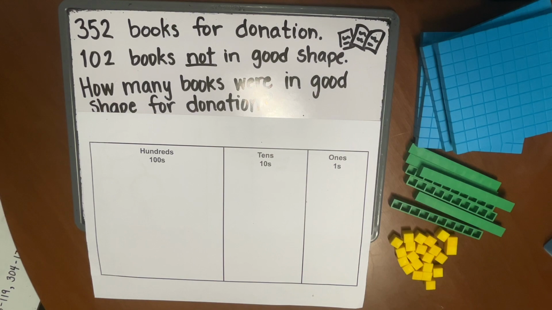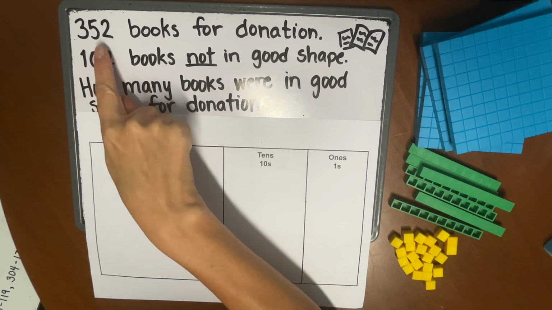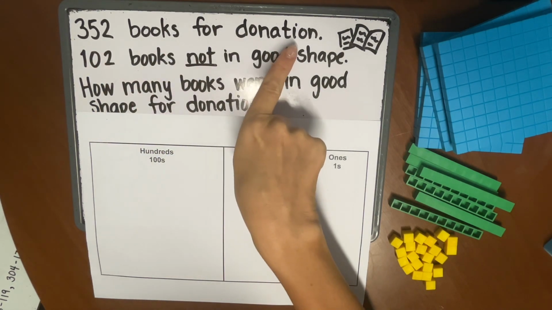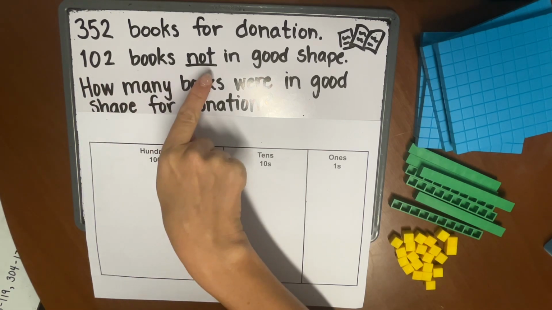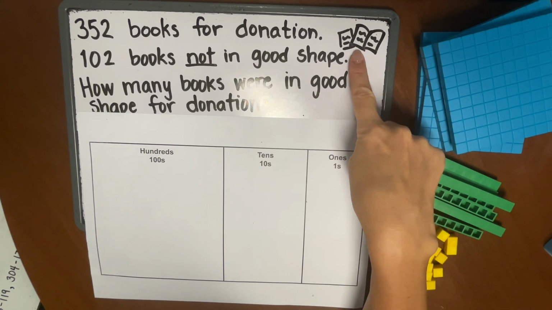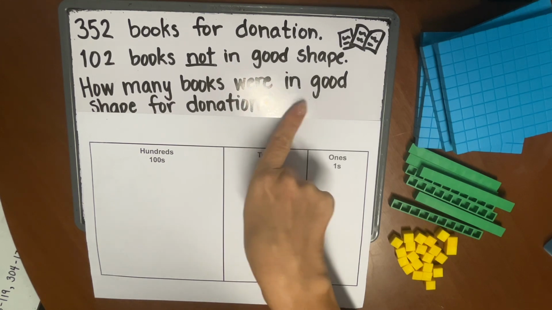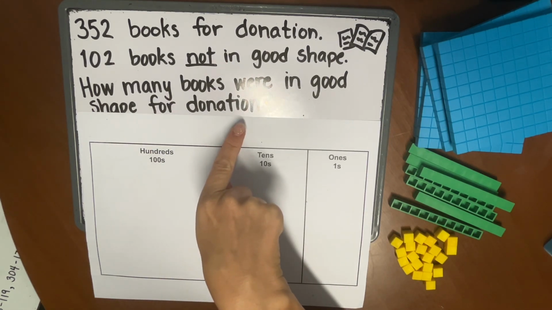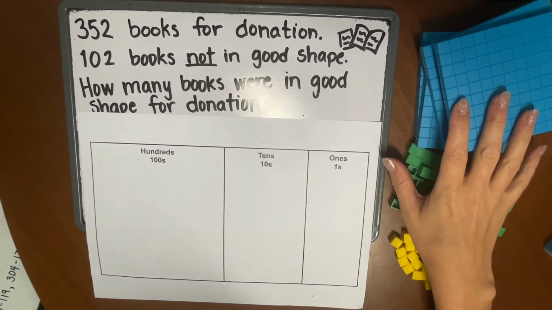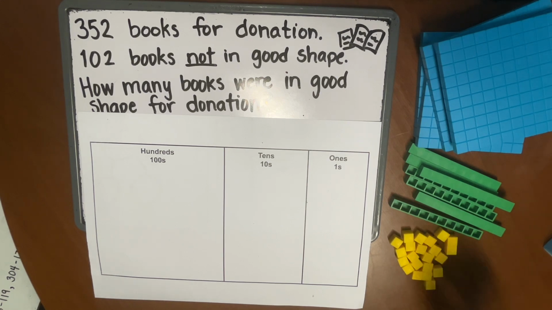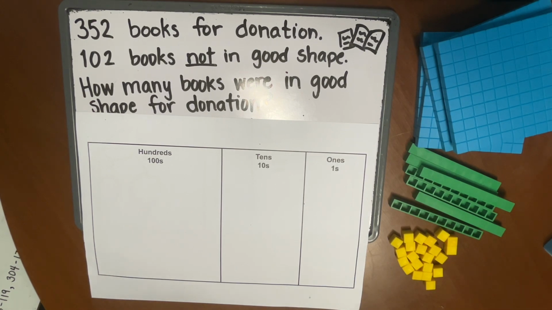Let's try another one. The school was taking books for donation. They got 352 books for donation to give away. But 102 books were not in good shape. They were falling apart and could not be used for donation. How many books were in good shape for donation? Use your place value chart and base 10 blocks to solve this problem. Then use your place value discs to check your work again. Pause the video now.